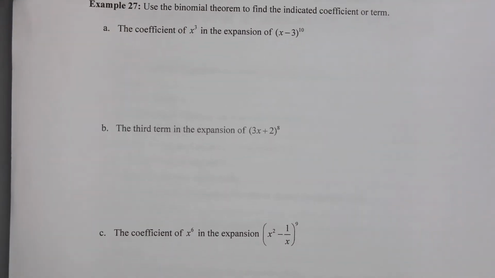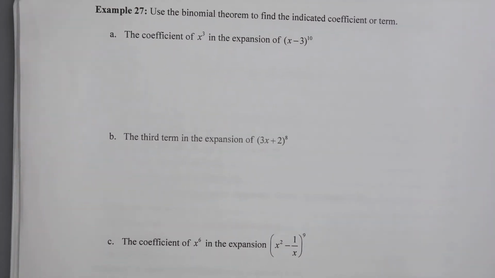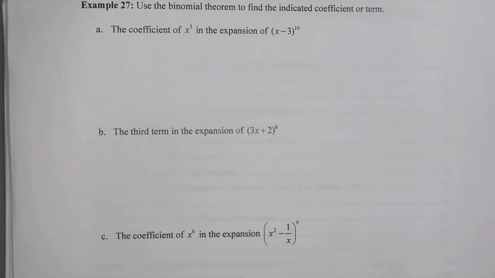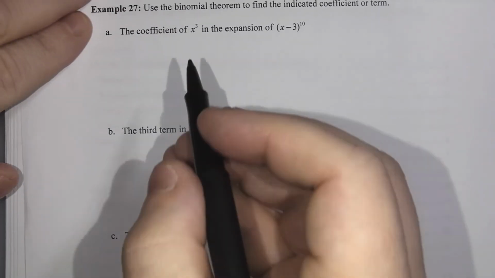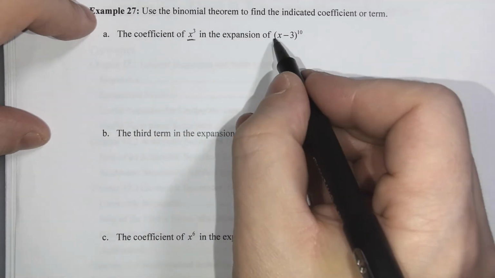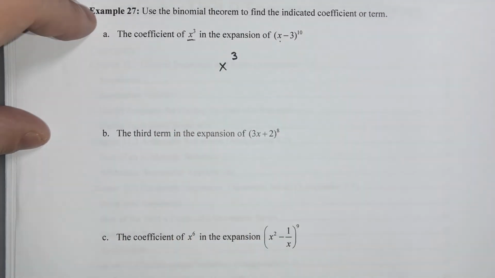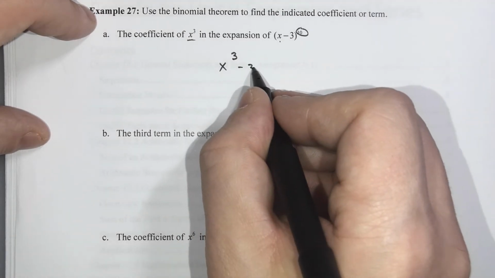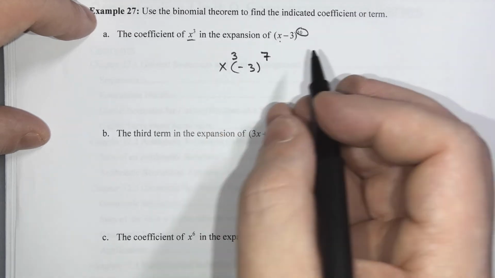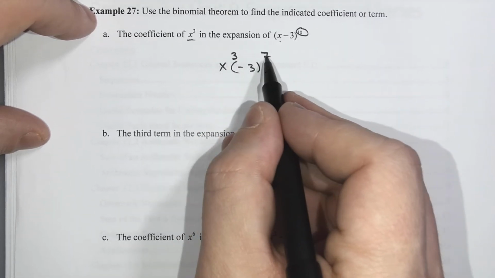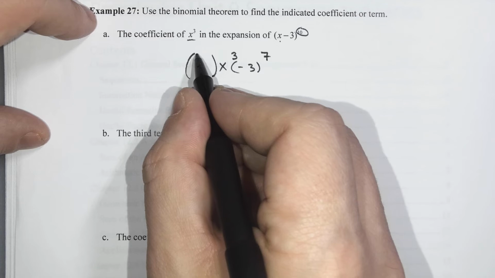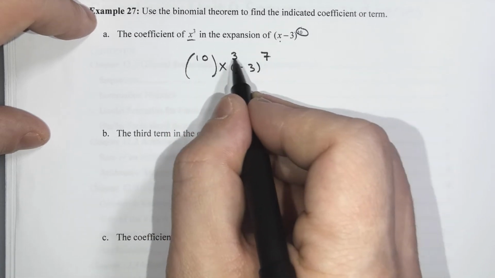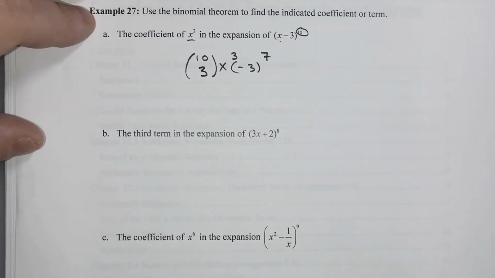Okay, our last page of examples here is to use this idea to find a particular coefficient or term in these examples. Okay, first one's asking for the coefficient of x cubed. So I definitely want the x to be raised to the third power. Since our overall is to the 10th power, that means I need the negative 3 to be raised to the 7th power, because our powers will always add up to 10. And that also means that out in front we're going to have 10 choose either 3 or 7. It ends up not mattering which one we choose, so I'll do 10 choose 3.